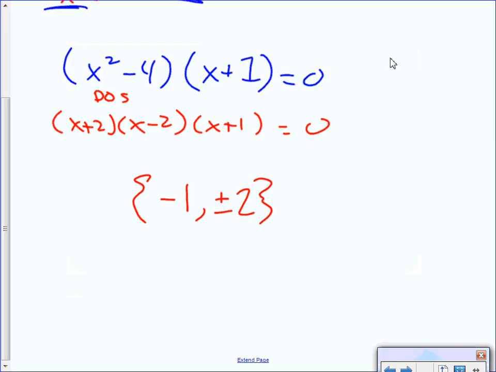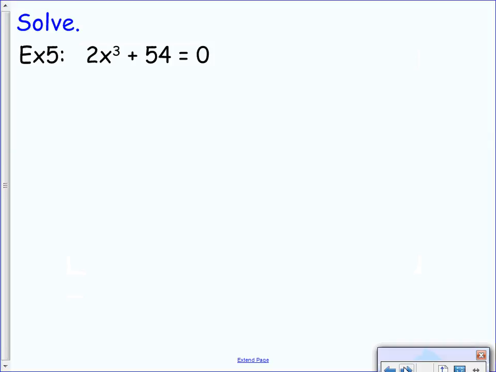So here we go, for this next one. For this one, you can reduce this by 2. Notice I only divide if it's a number. Do not divide if it's a variable, because then you'd be canceling out a factor. 2 is not a solution, so you can reduce it by 2. So this becomes x cubed plus 27 is equal to 0.